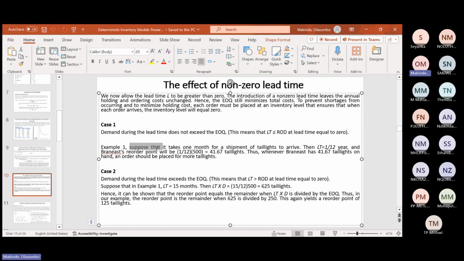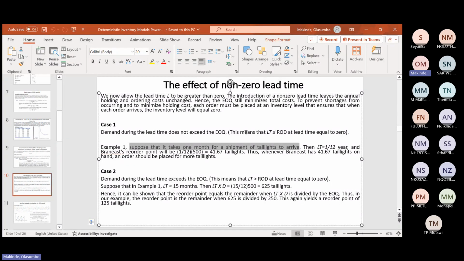That's why with example 1, they are giving us more information, indicating how about if there's a lead time to get the order, which changes the dynamics of the inventory problem. It says suppose that it takes 1 month for a shipment of tail lights to arrive. So that means the lead time is 1 month. Now you need to convert that to annual lead time, because remember everything is annual, since demand is annual demand.